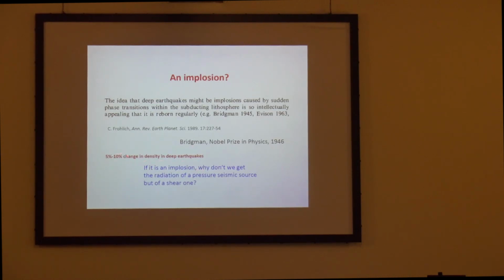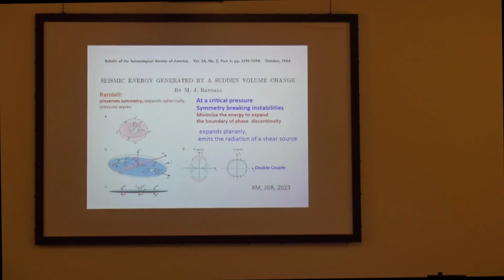So what is wrong with this? The change in density is 5 to 10%, so considering the high pressures there, the PdV energy is very, very large. But this hypothesis did not agree with the radiation that people were expecting. If it was an implosion, they would expect the radiation of a pressure seismic source. But they are getting the radiation of a shear seismic source. So what is happening? Is it phase transformation or not?